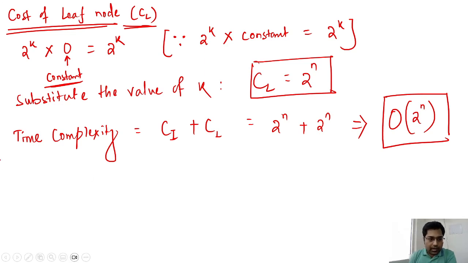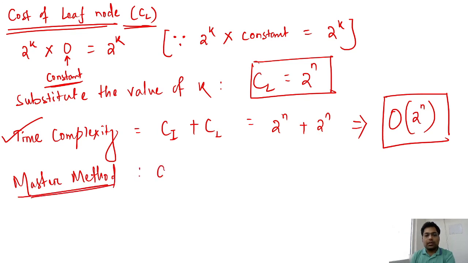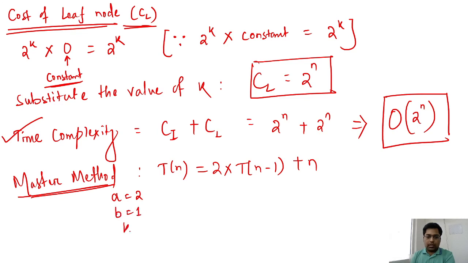Next is, suppose you are using master method to verify that. Master method, in master method we can say A is, as per this example, T of n equal to 2 into T of n minus 1 plus n. So here A is 2 and B is 1, K is 1. Why? Because this is A and this is B and this part is K.